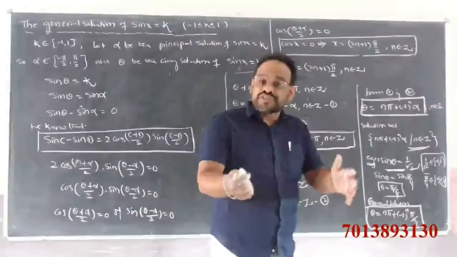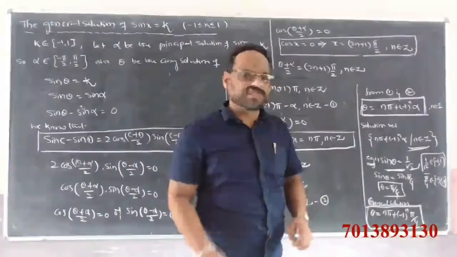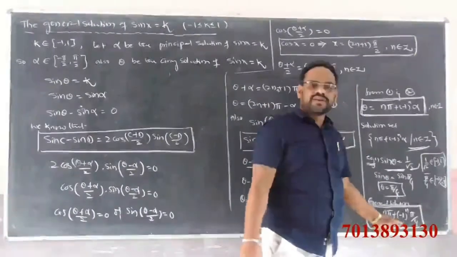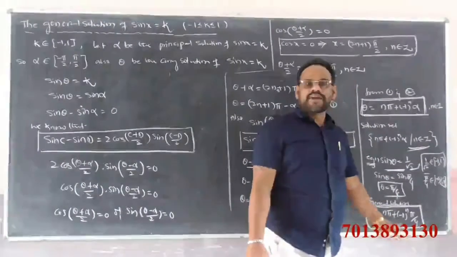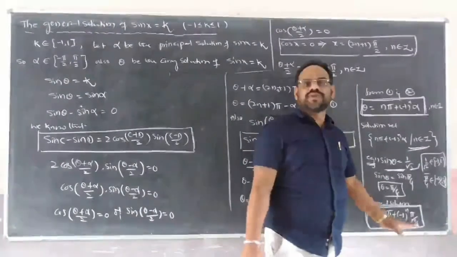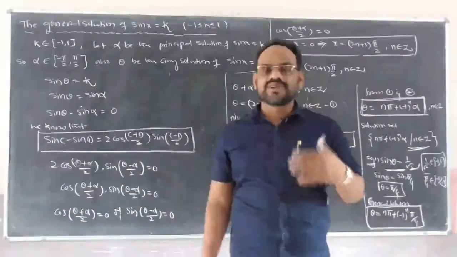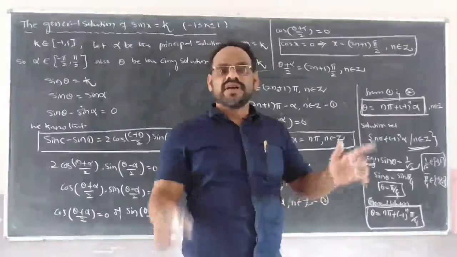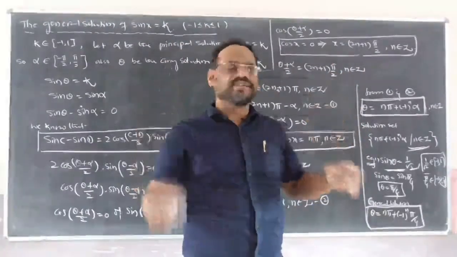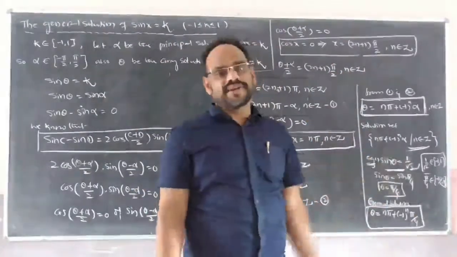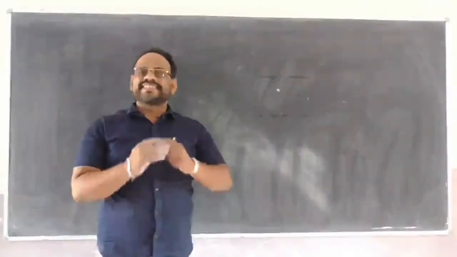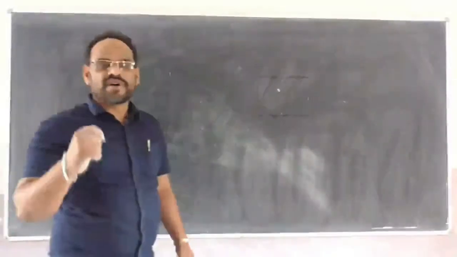If you want the solution set, substitute n values 1, 2, 3, and minus 1, minus 2, minus 3, minus 4. If you substitute, we get the solutions. We get an infinite number of solutions. If you write all the solutions in one set, that is called the solution set of the given trigonometric equation. Next, second one, the general solution of cos x equals k.